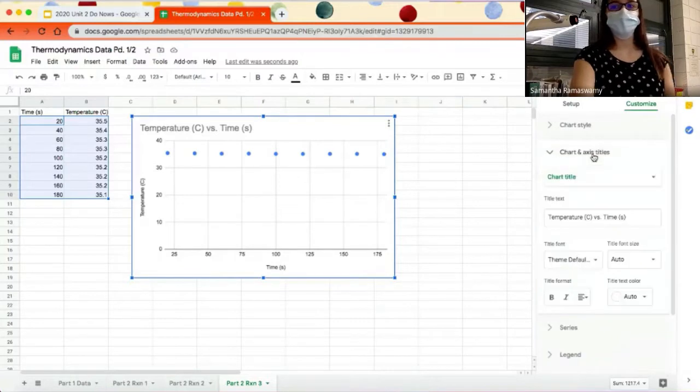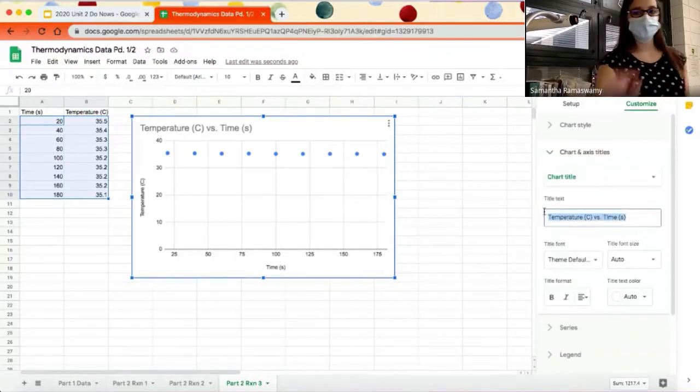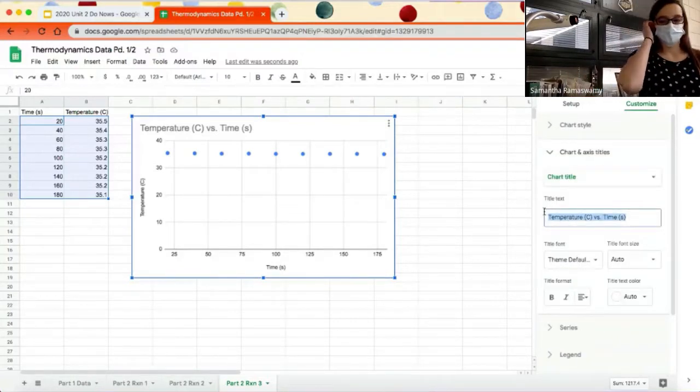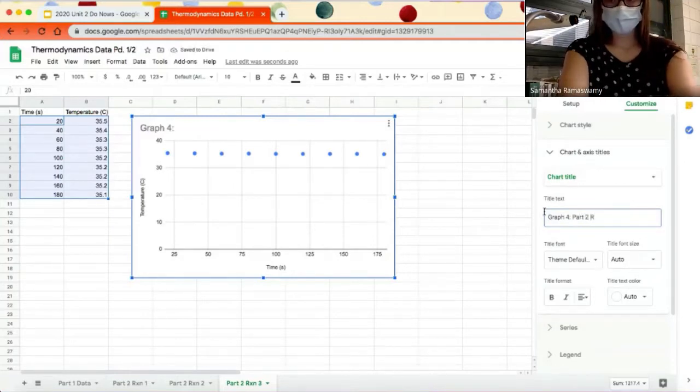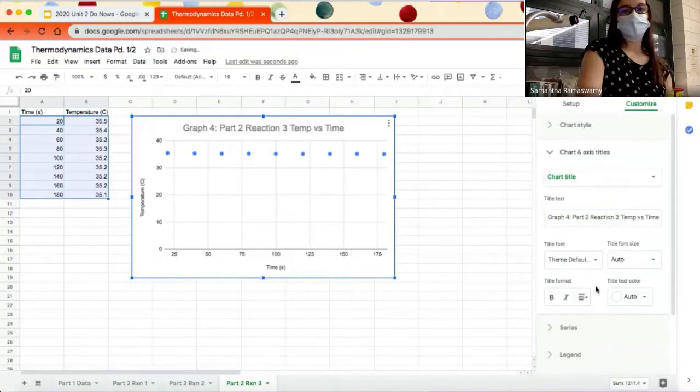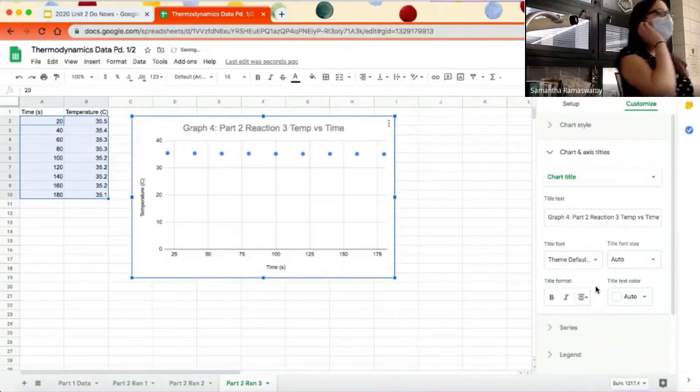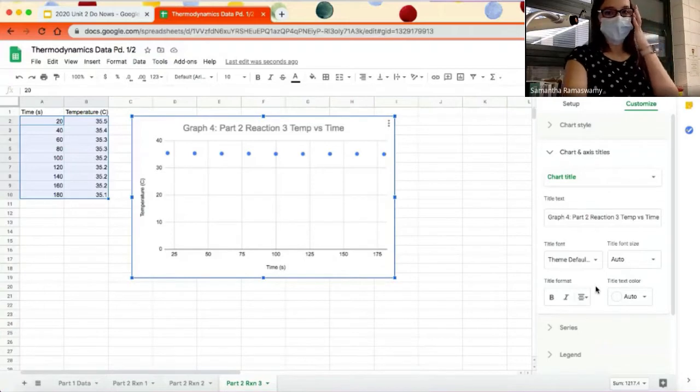We'll go into chart and axis titles, and we'll rename this. So this would be graph 4. Part 2, reaction 3. So rather than making all of our graphs by hand, we're just using Google Sheets to make our graphs for us. So we have a title, has a number and a title.